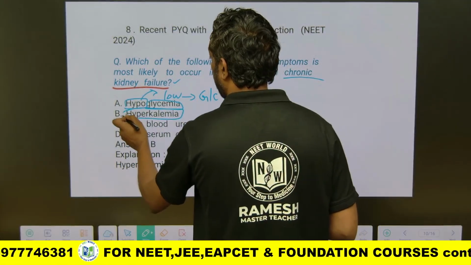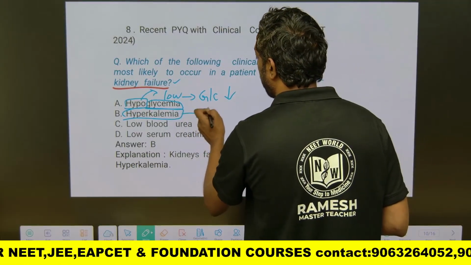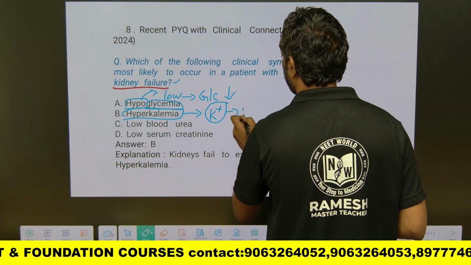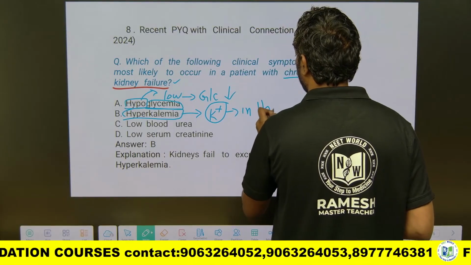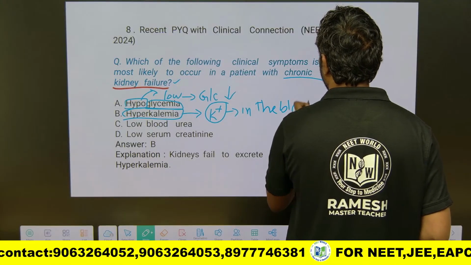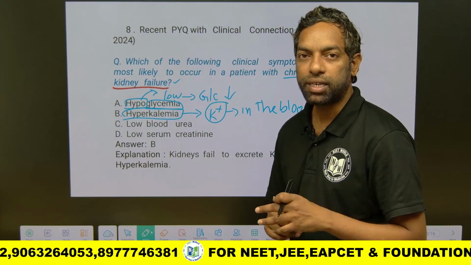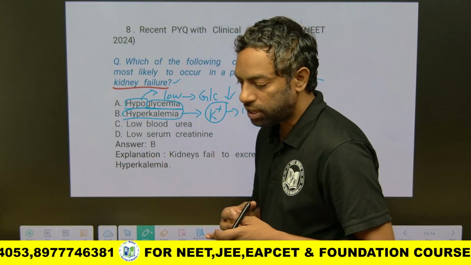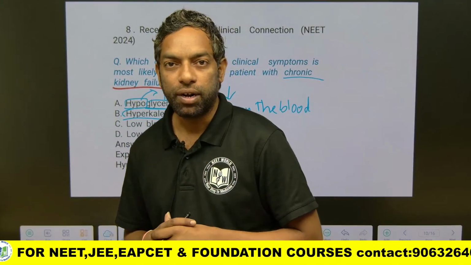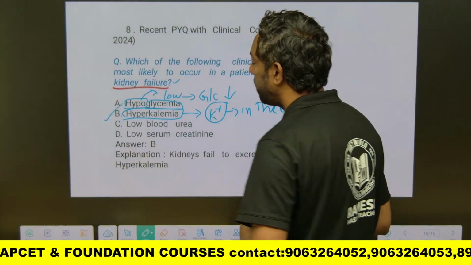Hyperkalemia. Kalemia means potassium ions in the blood. Of course, potassium ions are not secreted or absorbed by the renal tubule into the urine, so they can be deposited in the blood itself. So hyperkalemia is the right answer.